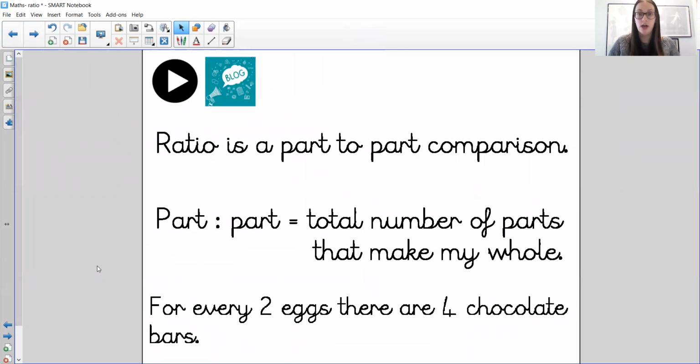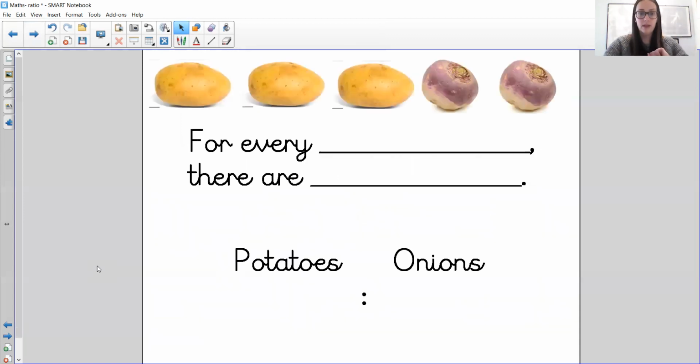So ratio, say it with me, is a part-to-part comparison. What's ratio? It's a part-to-part comparison. So for every 2 eggs, there are 4 chocolate bars. So my part is 2 parts egg, 4 parts chocolate, and my total number of parts to make my whole is what then? How much food makes my whole altogether? I've got 2 parts egg, 4 parts chocolate. My whole would be 6. Lovely. Let's keep going. Hopefully you're with me so far.